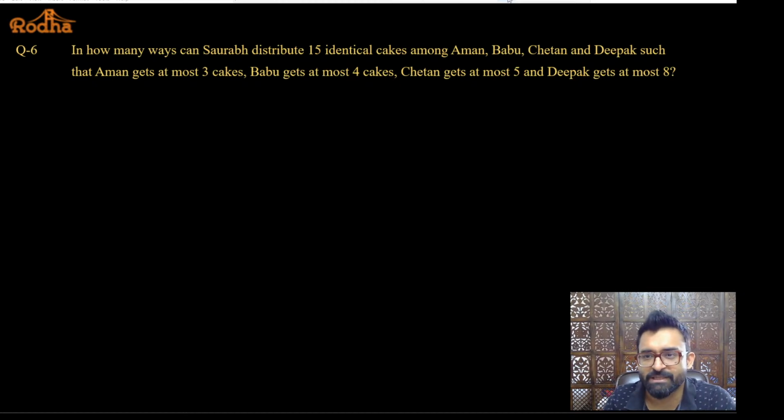Let's solve one more question. This is a limiting factor. Limiting means, just read the question, you'll get the idea. In how many ways can Saurav distribute 15 identical cakes among Aman, Babu, Chetan and Deepak, basically A, B, C, D, such that Aman gets at most 3, Babu gets at most 4, Chetan gets at most 5 and Deepak gets at most 8.